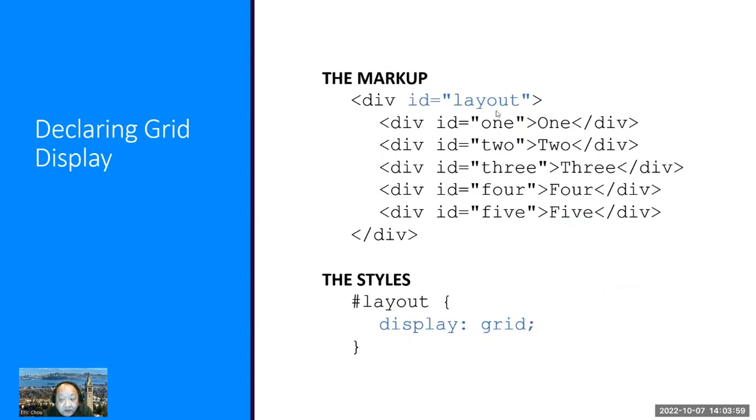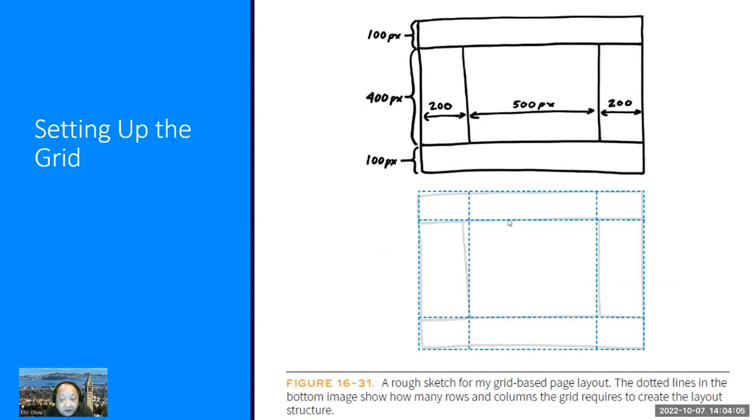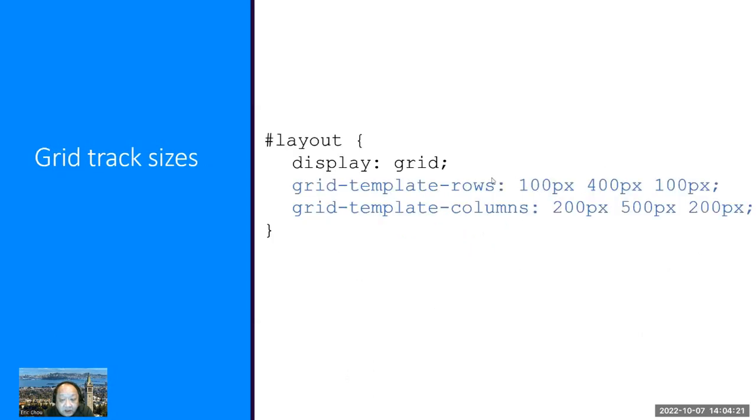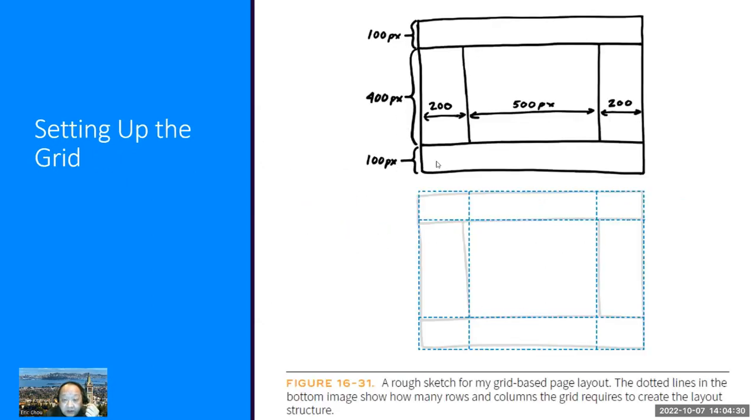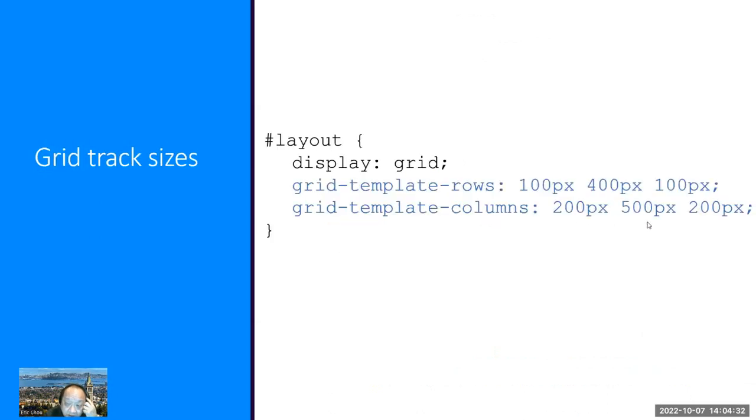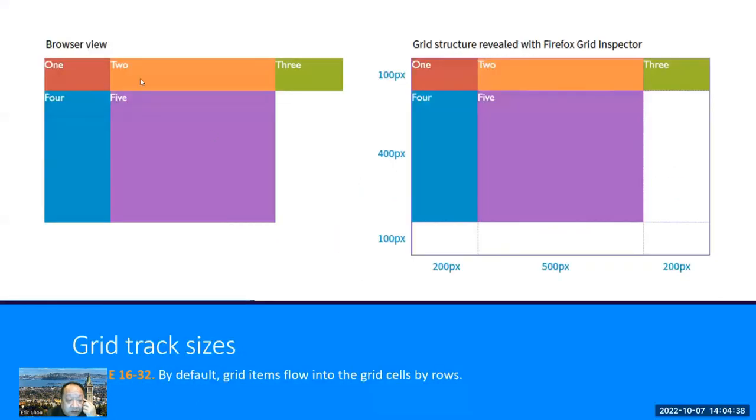So we do have 1, 2, 3, 4, 5. Right now we are using grid, and we can set out a grid to be this way. So this way you have 3 rows, and then 1, 3, 1, 3, something like that. We set it up to be grid, and then 100, 400, 100 are the rows. So row is 100, 400, 100, and the column will be 200 like this. It will be set up something like that.